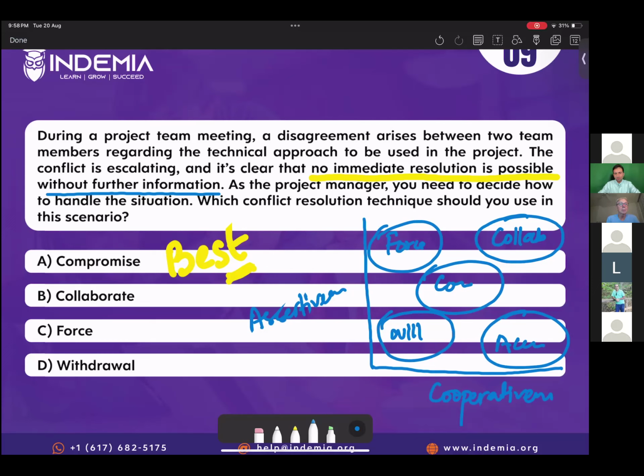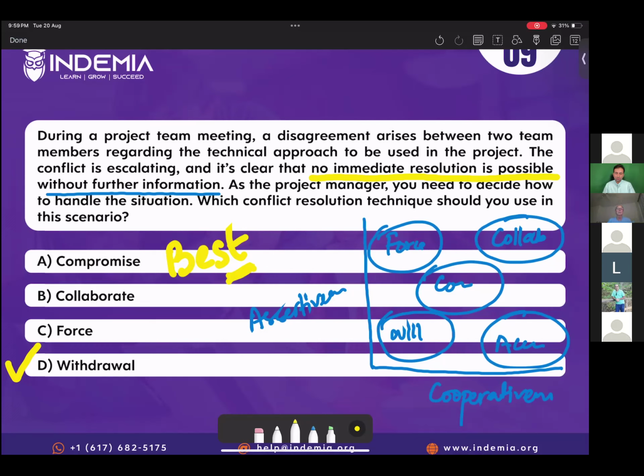So when you are stuck, when you don't have any option, when there is no resolution, you need further information to make a decision, then what you do is withdrawal. And what is withdrawal? Withdrawal is a temporary retreat from the dispute. So temporarily, you will stop everything, you will wait for the further information, and then you will find a long-term solution. So withdrawal is a short-term relief, right? You de-escalate, you wait for more information, and then you make a decision, right?